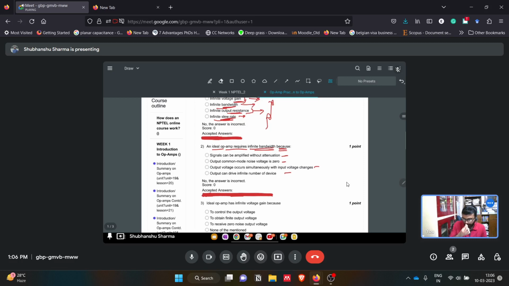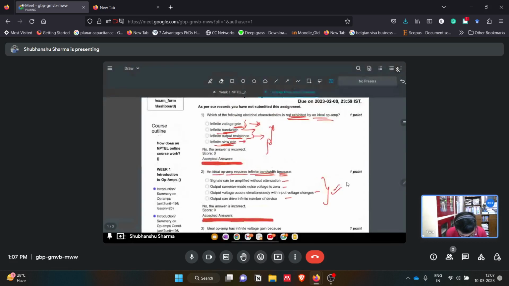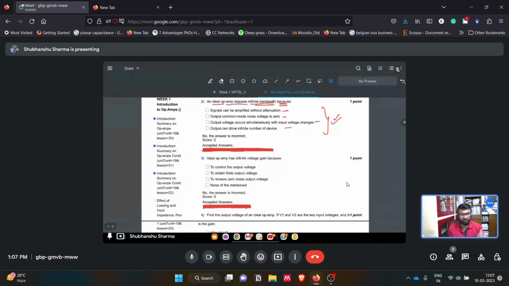So you will have to see how having infinite bandwidth, as an ideal characteristic of the op amp, can help us, and which of the answers below is correct. This second one is also straightforward, the first is also straightforward. Then the third: the ideal op amp has infinite voltage gain because to control the output voltage, to obtain finite output voltage, to receive zero noise output voltage, or none of the mentioned.